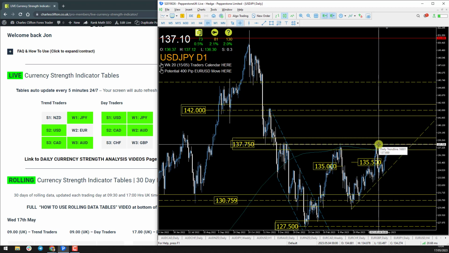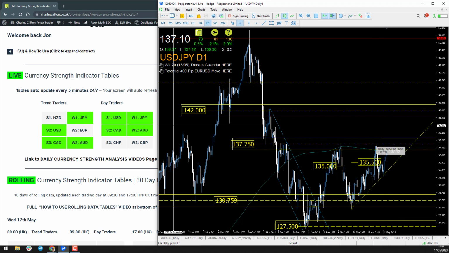The last time price came into this zone, we did find some resistance, so I'm a little bit cautious with a dollar yen long at the moment just off of that basis. However, if price does get through the 137.75 handle and pulls back, there could be an opportunity for a break and retest with the option to trade up to the next level of resistance, which could be this 142 handle.